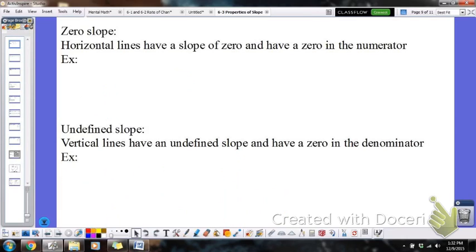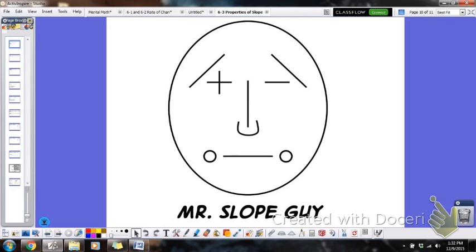So with that, we can take a look at Mr. Slope Guy. So you guys finally get to learn about Mr. Slope Guy. You guys have been looking at him all year up on the wall. Now you know how to interpret his facial expressions. Looking at his eye that is to our right, so this eye, you see that it has a plus sign as his eye and a line that is going uphill. So that shows us that lines that look like this have a positive slope.